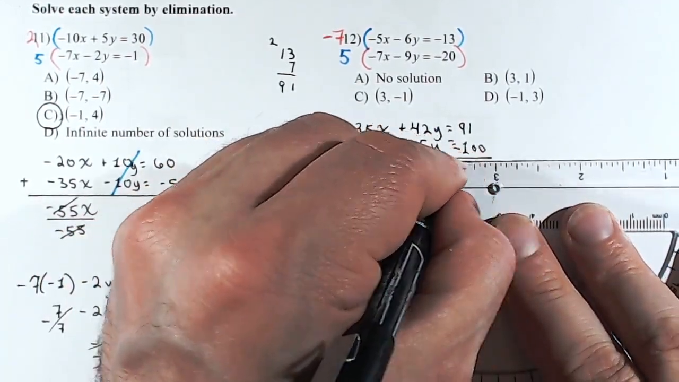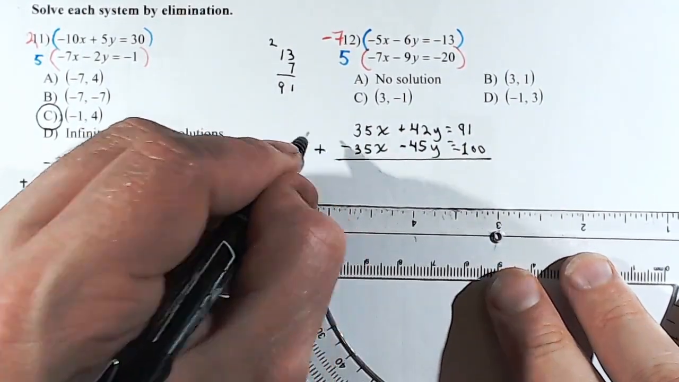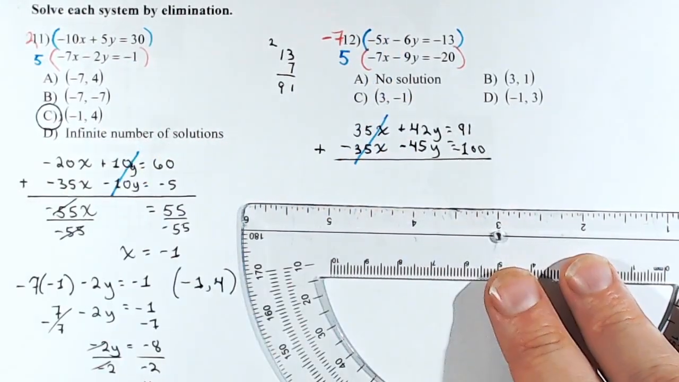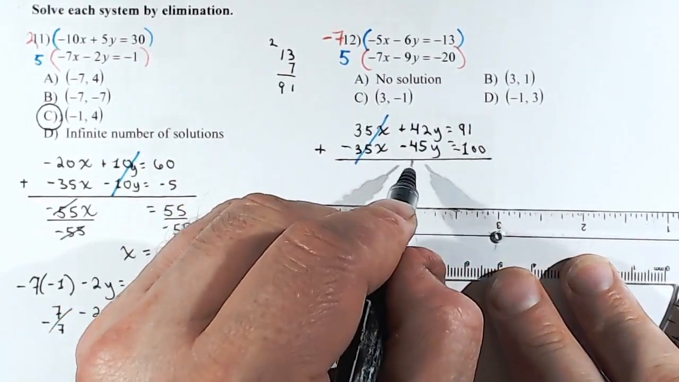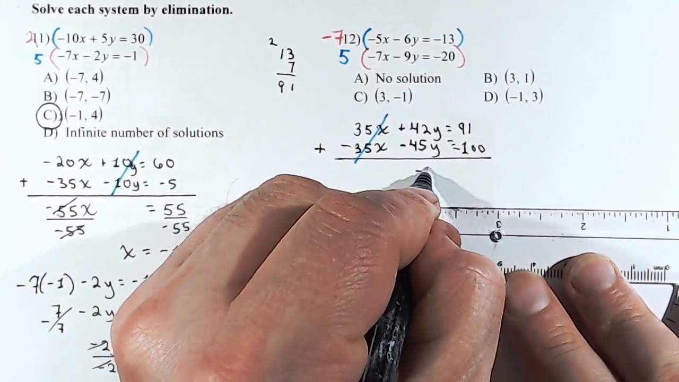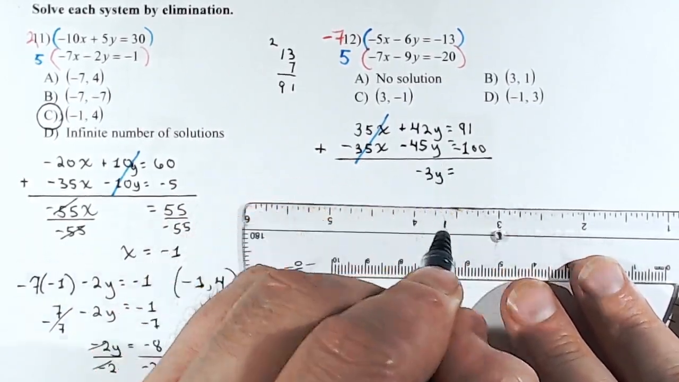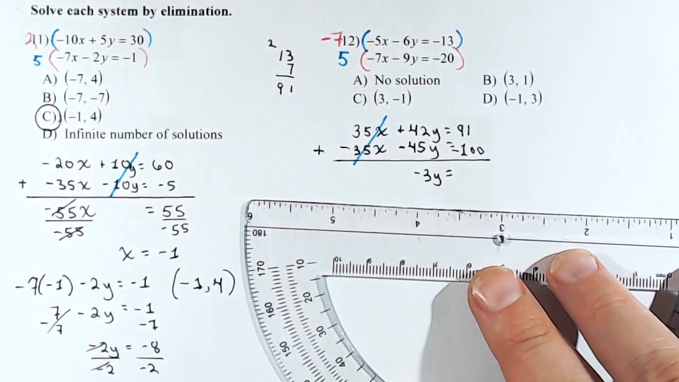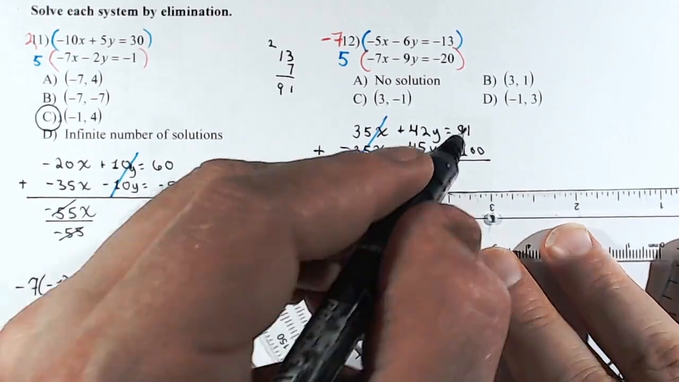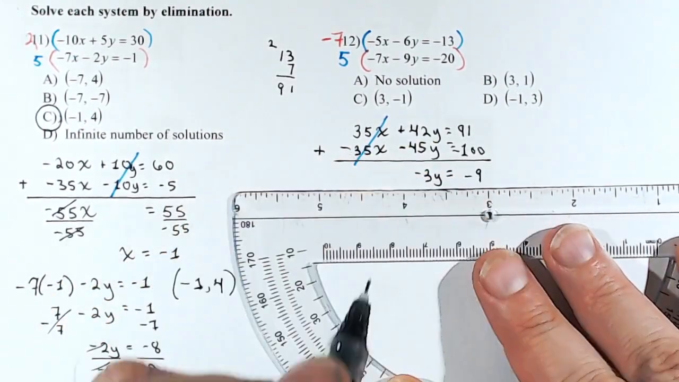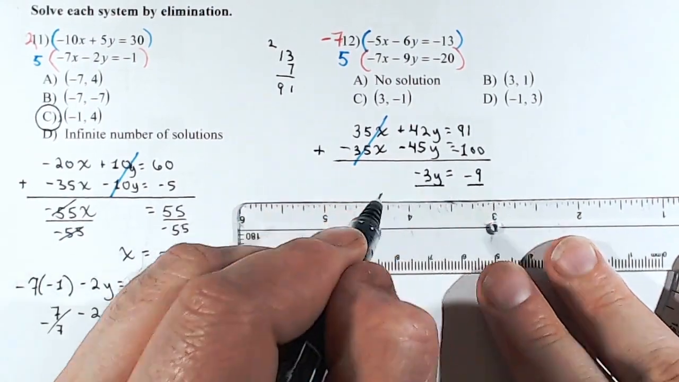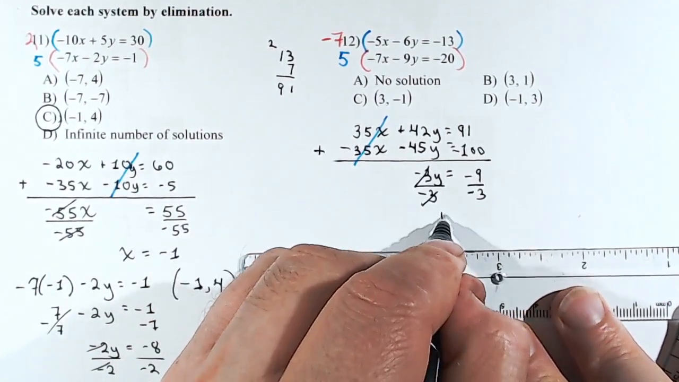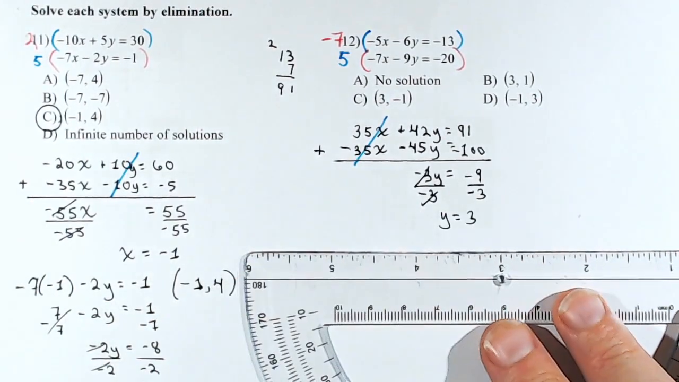Okay? We can eliminate by addition. So these x's eliminate here. And now I have negative 3y equals negative 100 plus 91. What is that? Negative 9? Negative 9. So now we'll divide both sides by negative 3. y equals 3. Okay, so now we know that y equals 3.